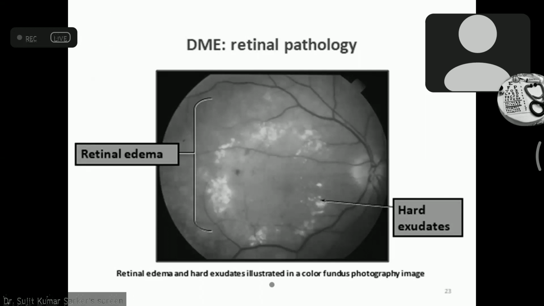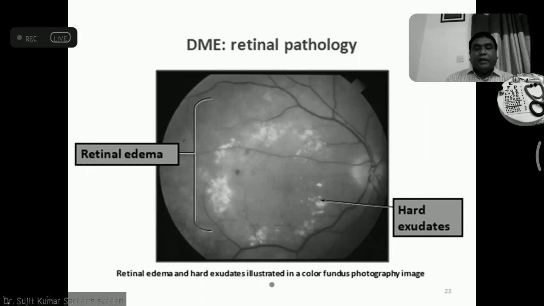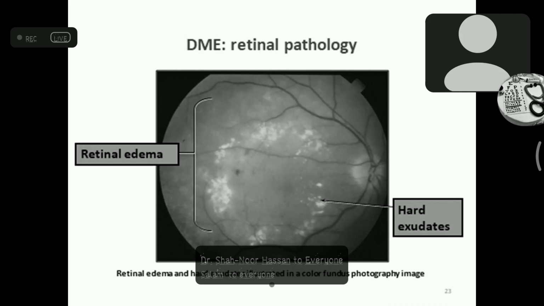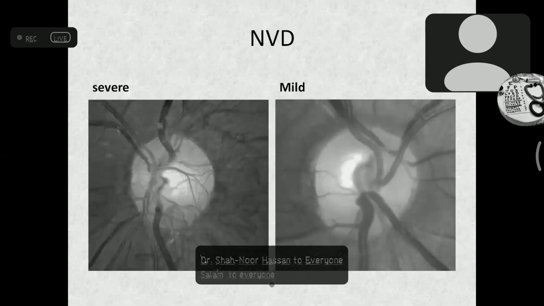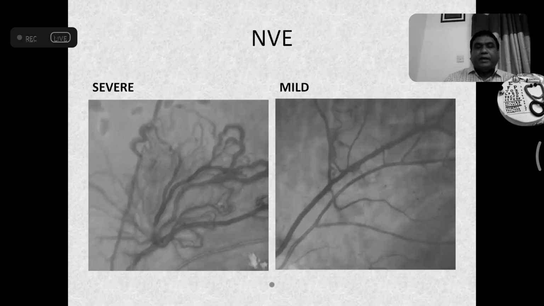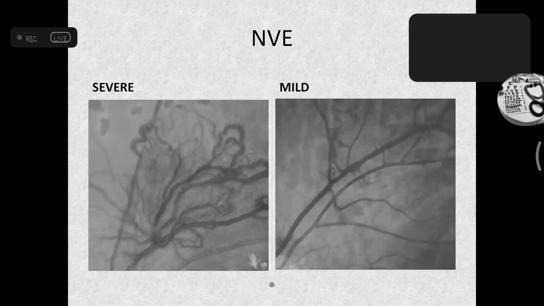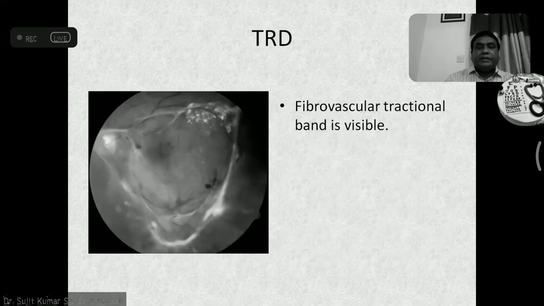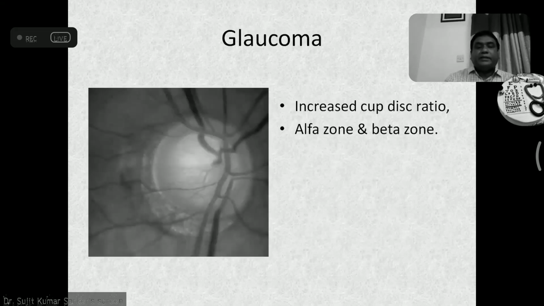There is retinal edema, non-proliferative diabetic retinopathy. And this is new vessels elsewhere, and this is tractional retinal detachment. This is the glaucoma protocol.